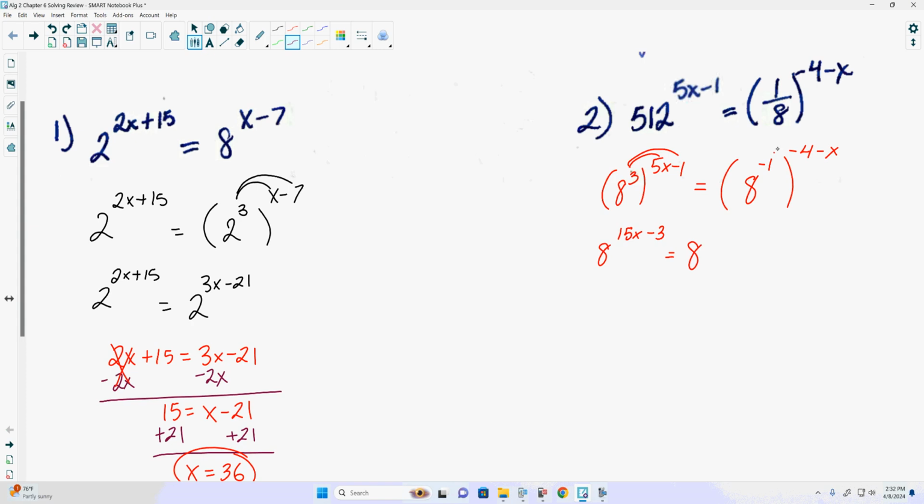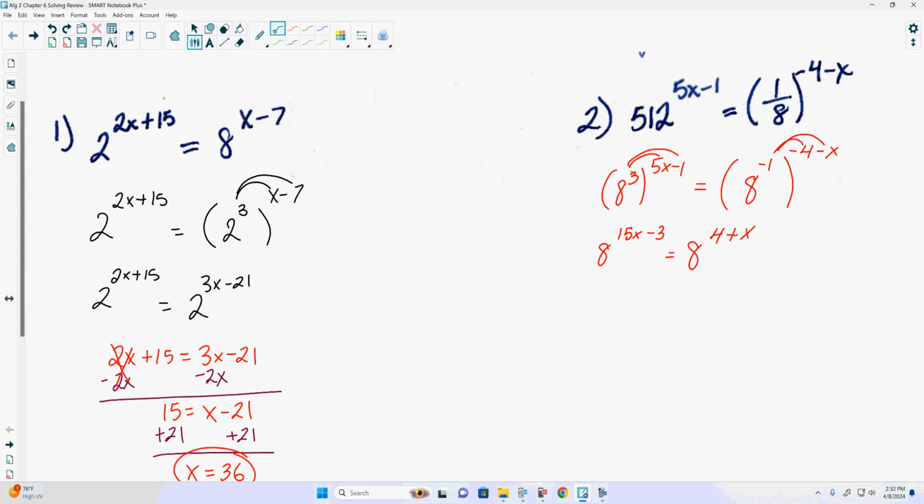Now we're going to do the same thing with our other side. We're going to distribute the negative 1. Negative 1 times negative 4 is going to be 4. Negative 1 times negative x is plus x. Questions on how we got to this point here?